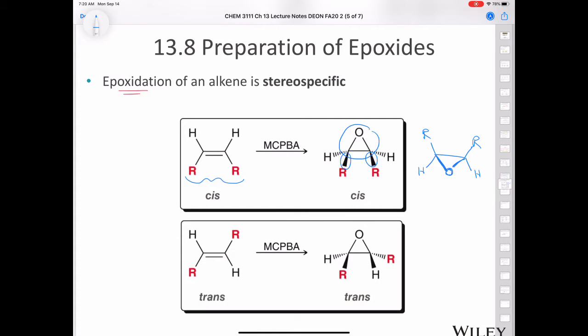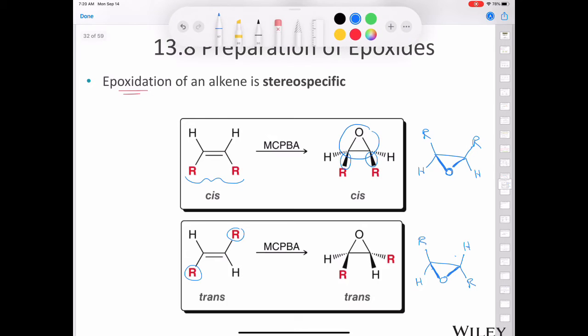Also, if you take a trans alkene, so here you have the two R groups on opposite sides of the double bond. Again, if you were to treat that with MCPBA or peroxyacetic acid, either way, you'd end up with an epoxide, and you'd end up with the two R groups trans to each other. And that's shown here in this structure. If we were to draw the Haworth projection of that, again, I'll try my best, we would have one R group going up like this and the other R group going down like this, the hydrogen going up and the hydrogen going down like this.